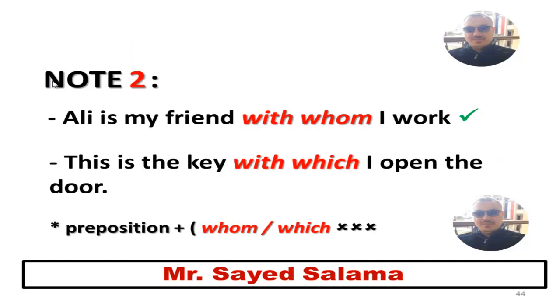Number 2. Ali is my friend with whom I work. علي ده صاحبي اللي أنا بشتغل معاه. This is the key with which I open the door. ده المفتاح اللي بفتح بيه الباب. With which, with whom. طب القاعدة بتقول إيه؟ You can have a preposition before whom and which. قبل whom وقبل which ممكن أجيب حرف جر. You can have a preposition before whom and which.